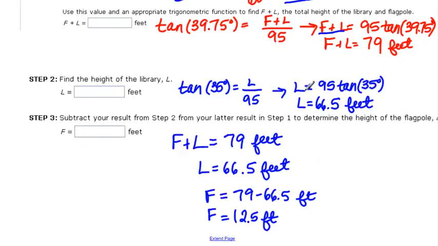So now we know what F plus L is, which is 79. We know what L is, so therefore we can find out what F is. If we subtract 66.5 from the 79, we figure out the height of the flagpole, which is 12.5 feet.